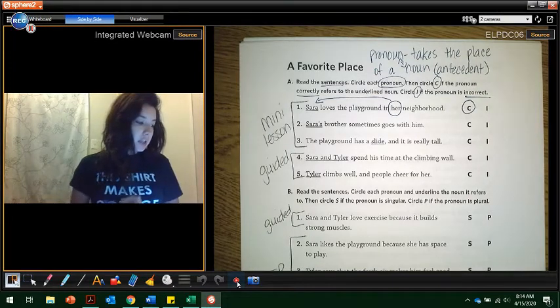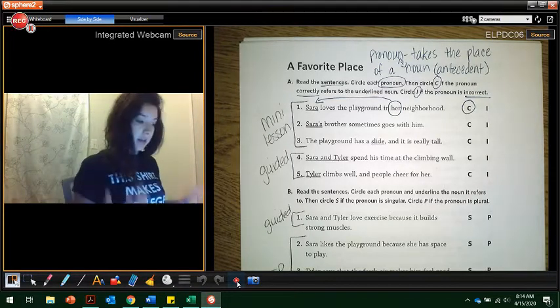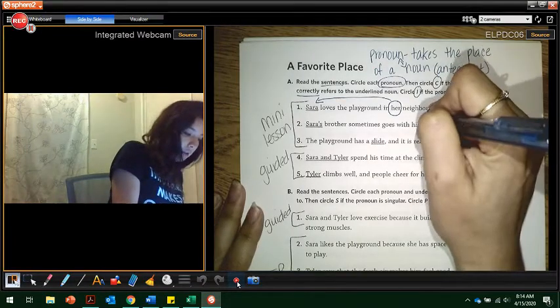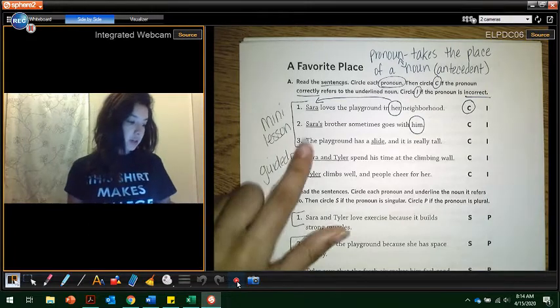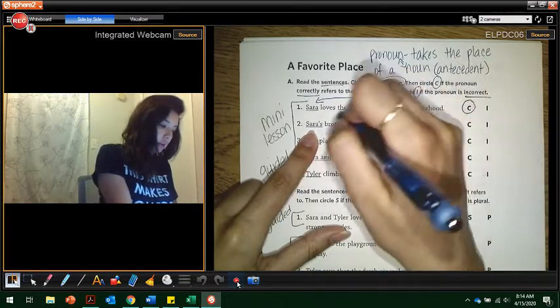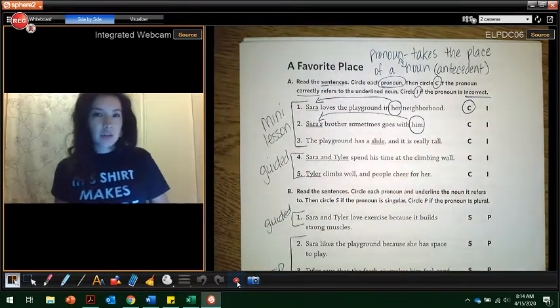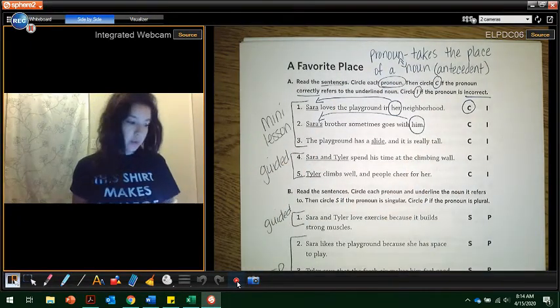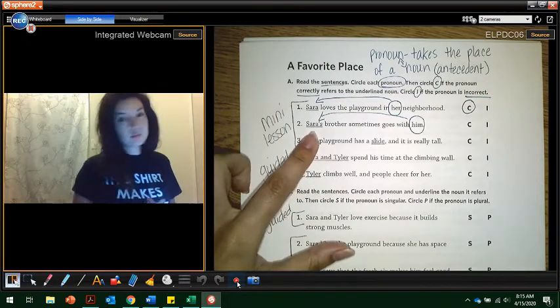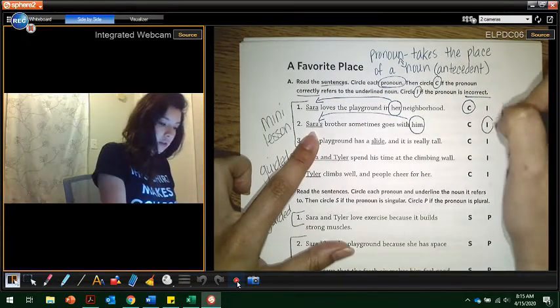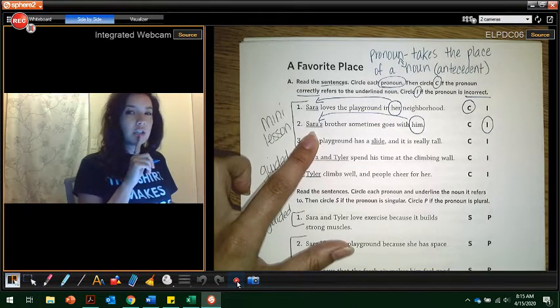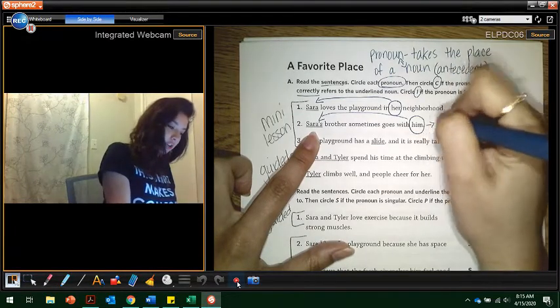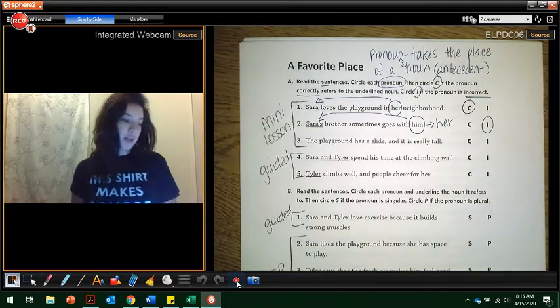Number 2, Sarah's brother sometimes goes with him. Him is my pronoun, right? But look at my underlined noun, Sarah. Him stands for a what? A boy. Is Sarah a boy in this story? No, so that's incorrect. As a challenge, what would I change it to? Her. You're correct. Sarah's brother sometimes goes with her.